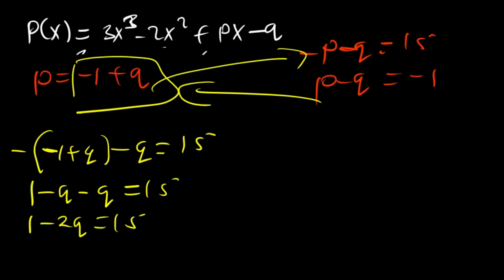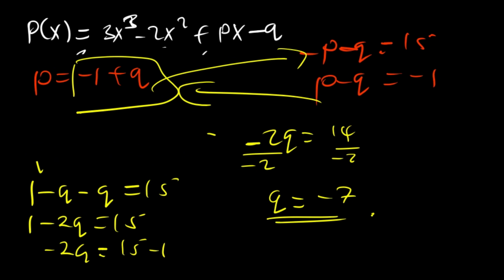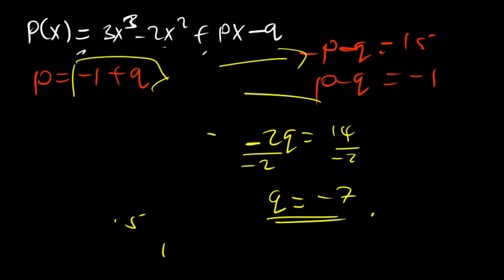Shift this to the other side. Negative 2q is equal to 15 minus 1, so negative 2q will be equal to 14. Divide both sides by negative 2. q is equal to negative 7. Done. We made p to be equal to negative 1 plus q. Plug in q as negative 7. Therefore, p is equal to negative 8.